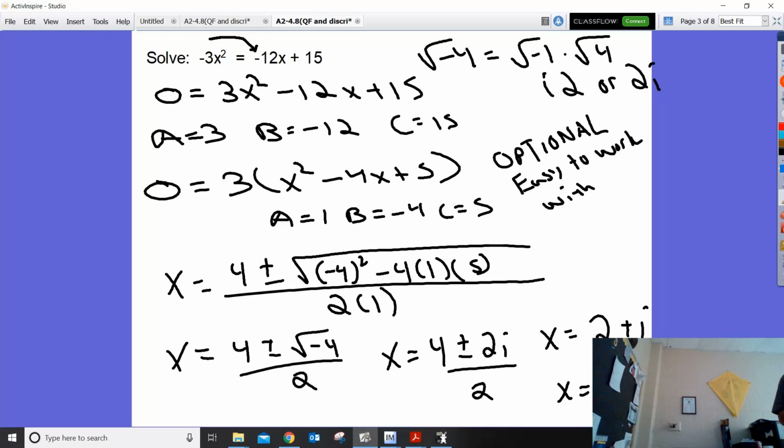By the way, what's the relationship between 2 plus i and 2 minus i? What's the word, Stephen? Conjugates. They're conjugates of each other.